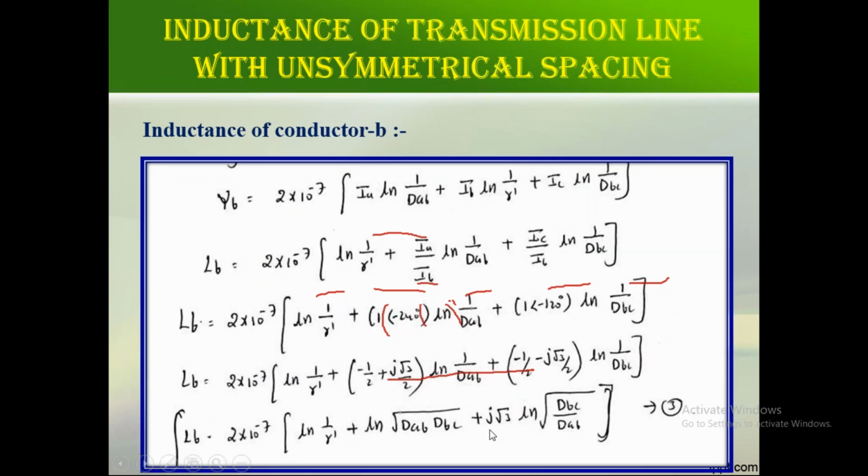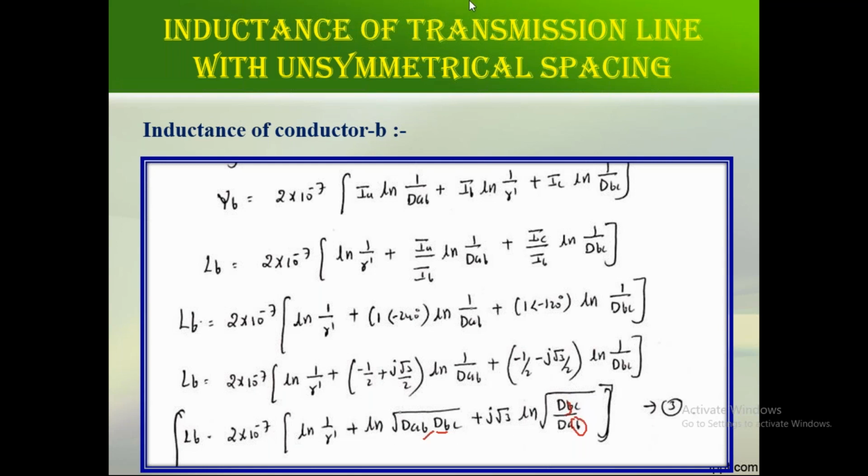So this is for LB. How can we remember this? If you know this one equation, you can easily write the others. Why? Because we are finding LB, that is the inductance of B. So you will get two terms, DBC and single DAC. Similarly, in this equation also we are getting two terms. Why? Because this is the term that decides the inductance of a particular conductor. So we are finding the inductance of B, so we will get two terms, DBC and DAB.